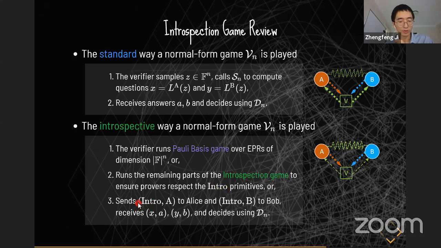And lastly, you just send intro A to Alice and intro B to Bob, and then receive X and A and Y and B. Because if you trust that this all works, the players have to sample the large question and do this measurement to get the large answer and report back. Then you can use the decider D to test whether to accept or reject. And so if you look at the question size of the polybasis game and the introspection game, it's much smaller than the standard way of playing games, where you need to send all this F to the N amount of information.